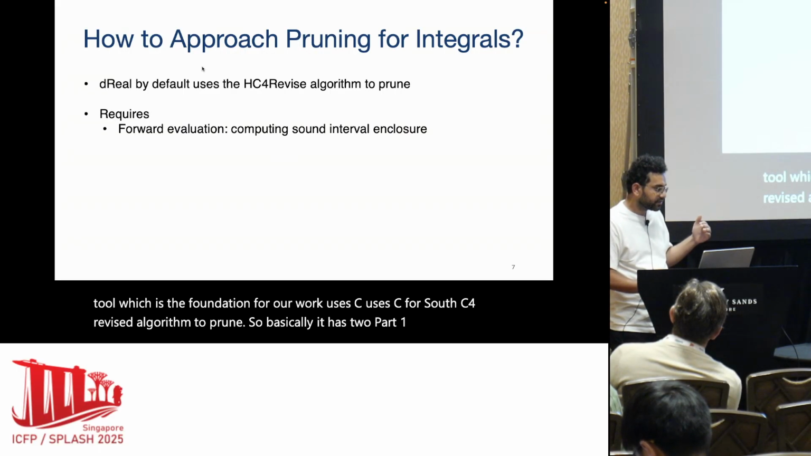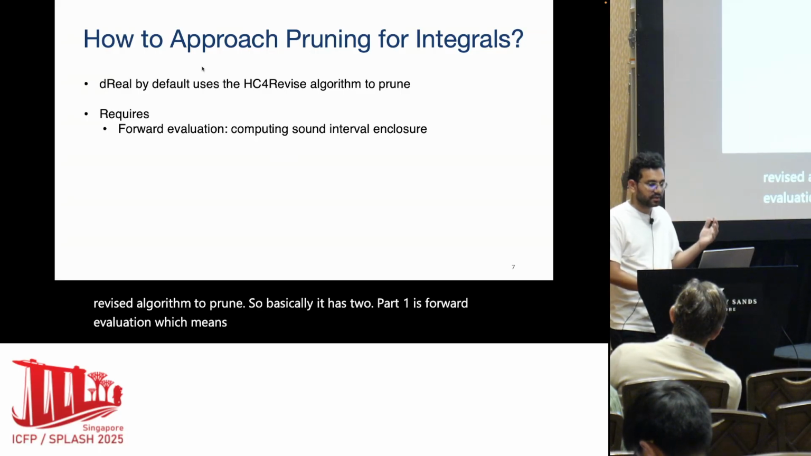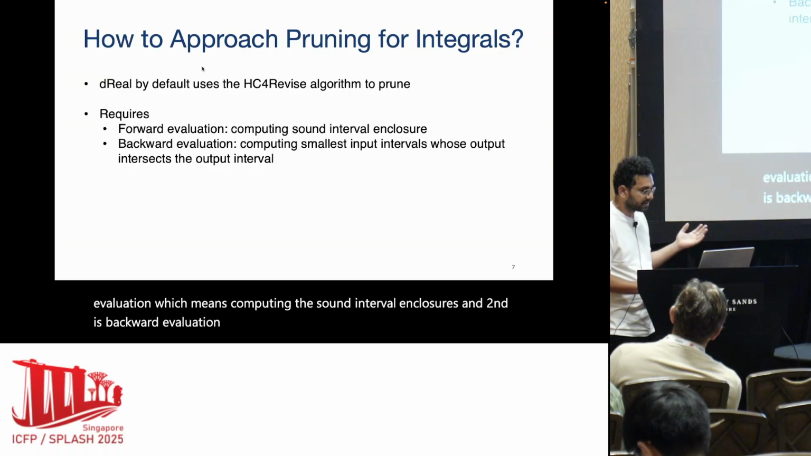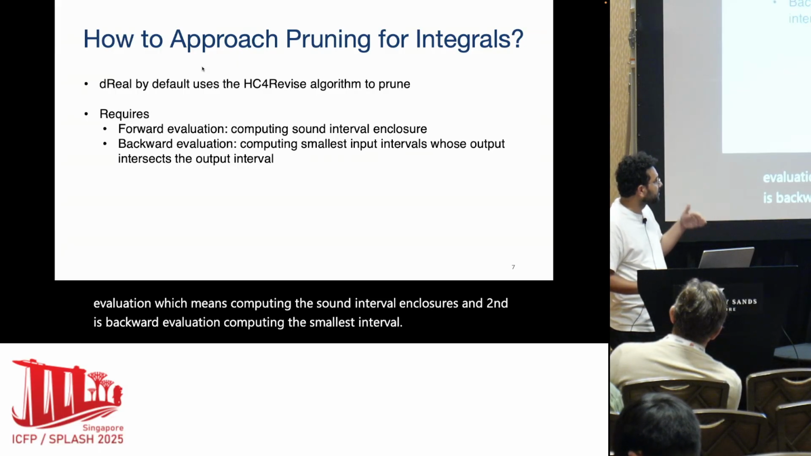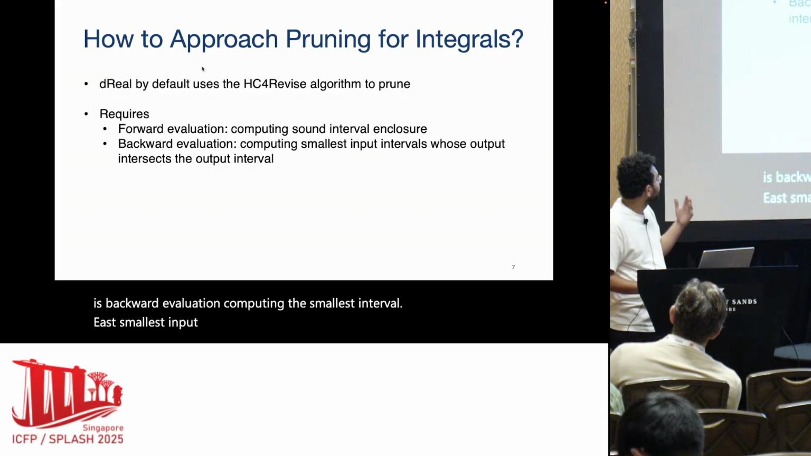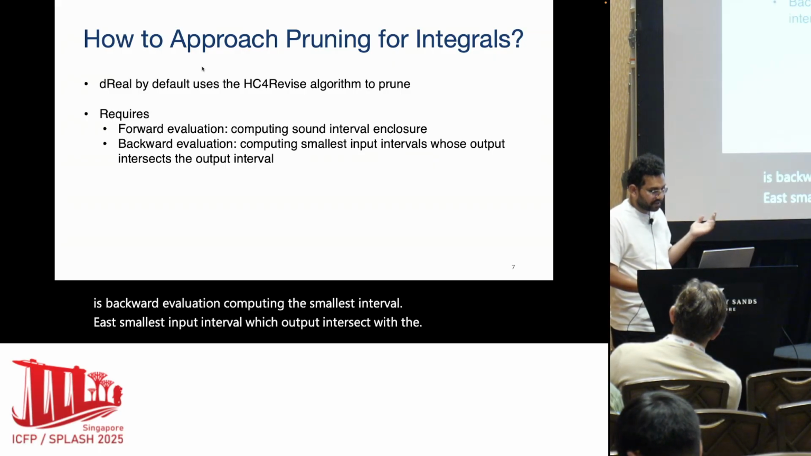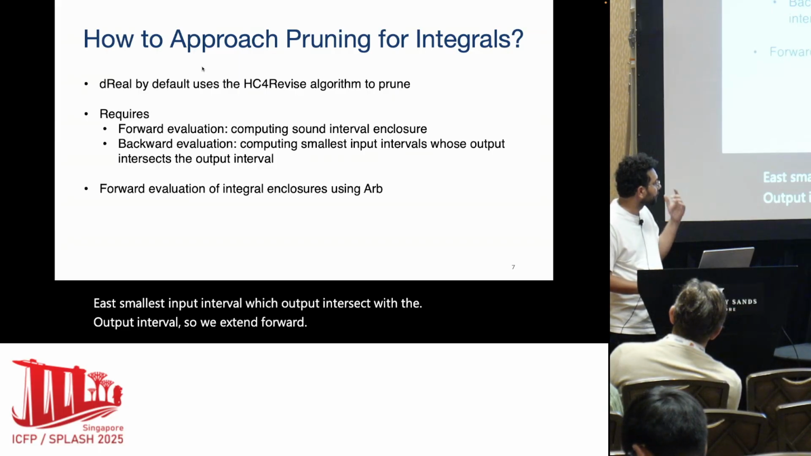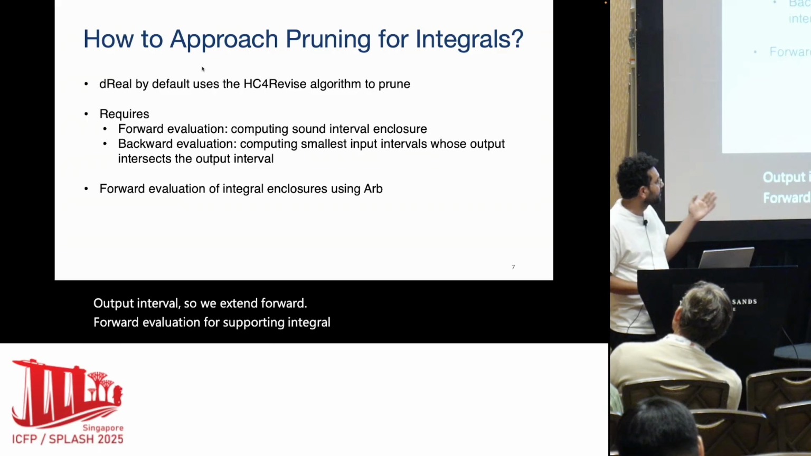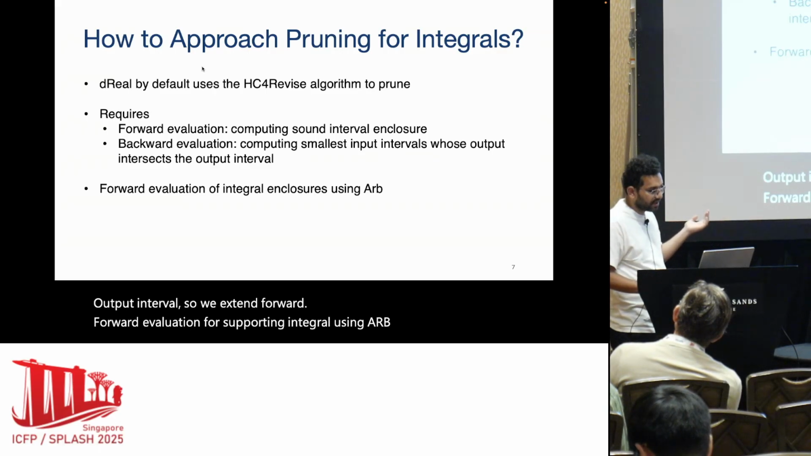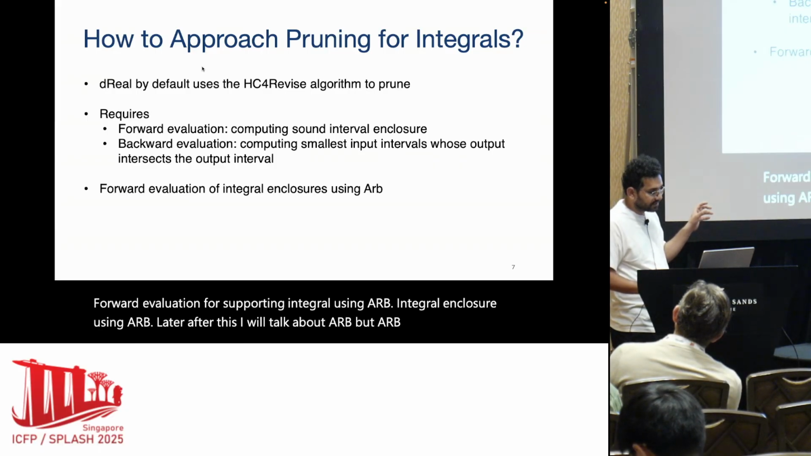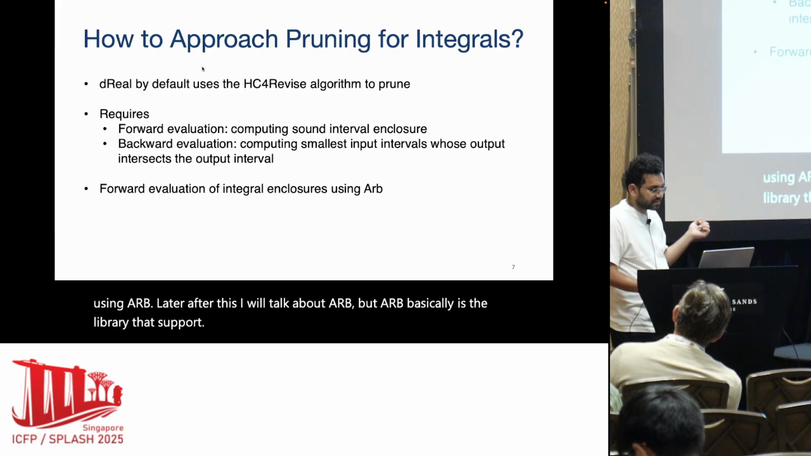One is forward evaluation, which means computing the sound interval enclosures, and second is backward evaluation, computing the smallest input interval which output intersects with the output interval. So we extend forward evaluation to support integrals, using ARB for integral enclosure. Later I will talk about ARB, but ARB is basically the library that supports integration.